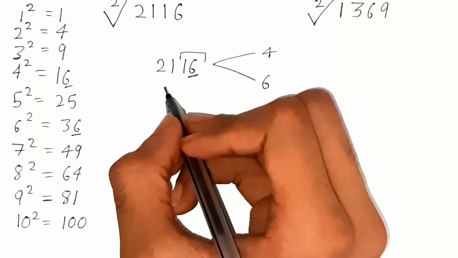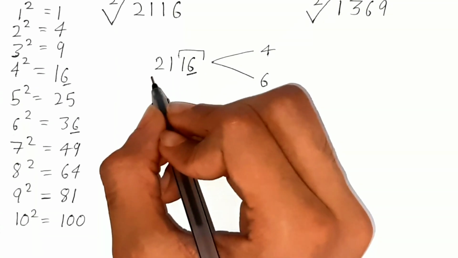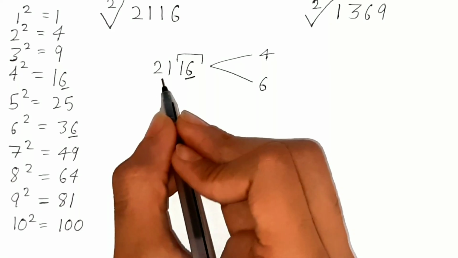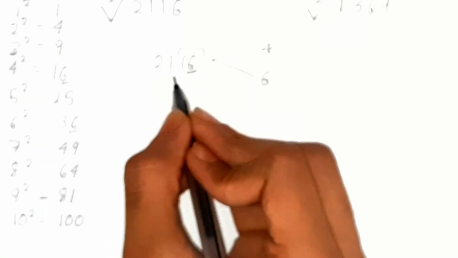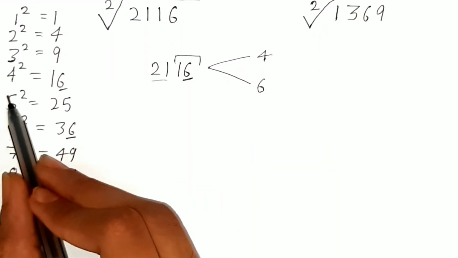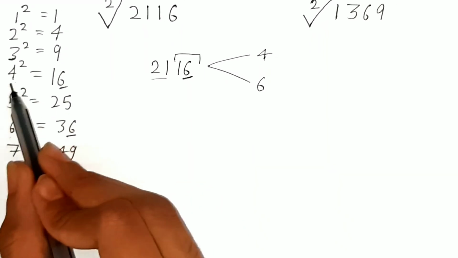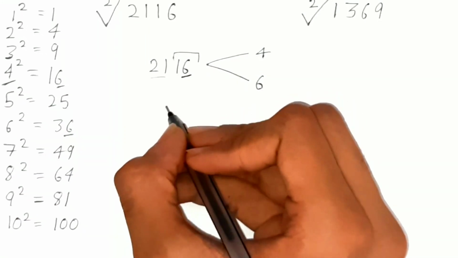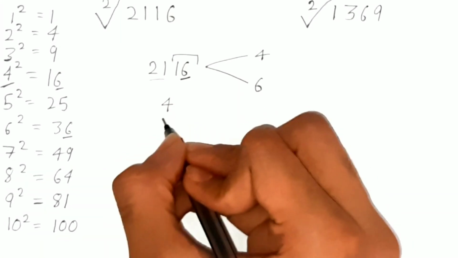Now first we'll see which number has a square just smaller than the other group, that is, over here we have 21. So which number has a square smaller than 21? 5 has a bigger square and 4 has smaller. So we'll take 4 because the square of 5 is larger. So we'll write 4 as the unit digit.